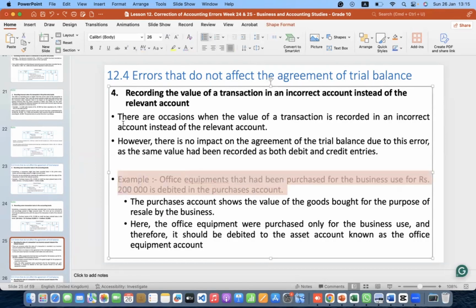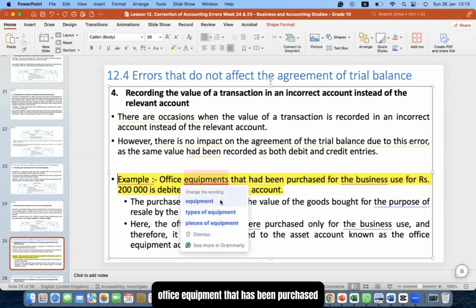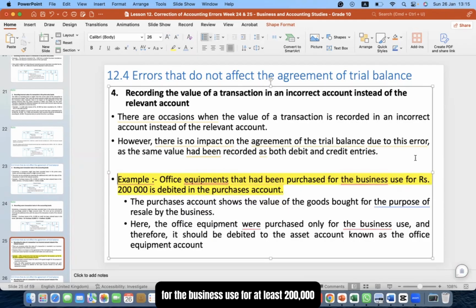We talked about this in previous weeks. Office equipment that has been purchased for business use for rupees 200,000 is debited in the purchases account.